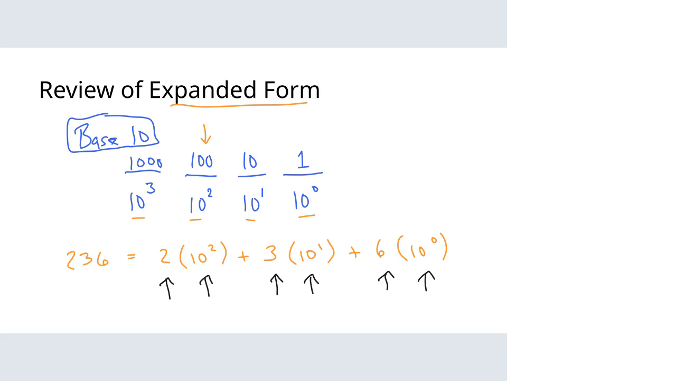Are there any questions on expanded form, where those place value positions came from, how base 10 is structured, built around those place value positions? Rewriting 236 in expanded form. Are there any questions about any of that before we go forward to look at a different base? All right. Based on the quiz performance last week, I believe you.